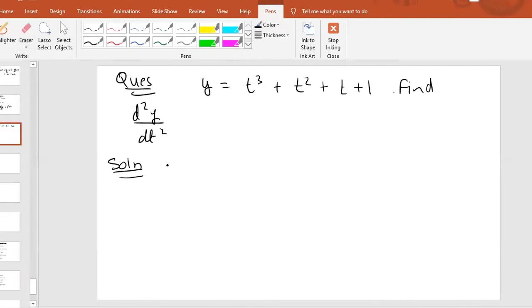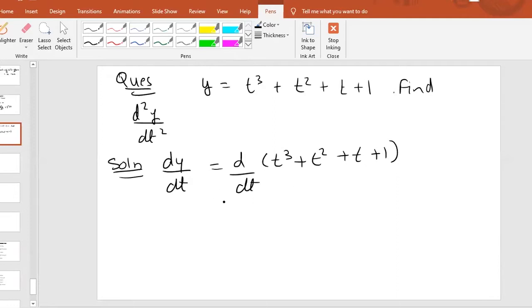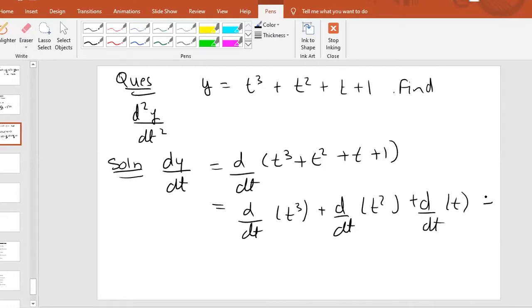Okay. So what we have to do? First, we have to write here dy by dt. In the place of y, we have to replace the function of y, that is t cube plus t square plus t plus 1. Now we have to differentiate them separately, like d by dt of t cube plus d by dt of t square plus d by dt of t plus d by dt of 1.